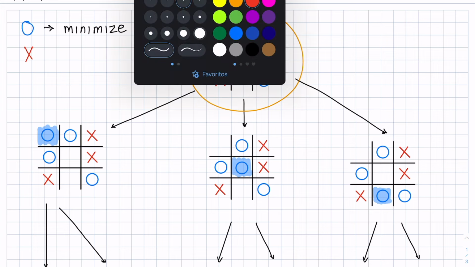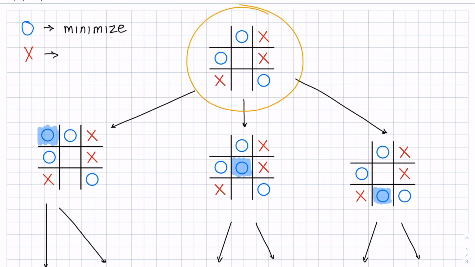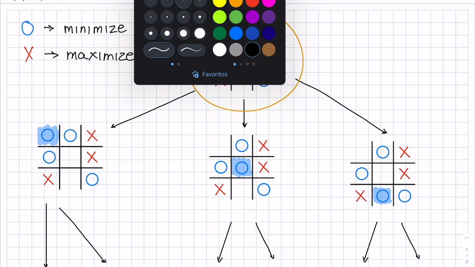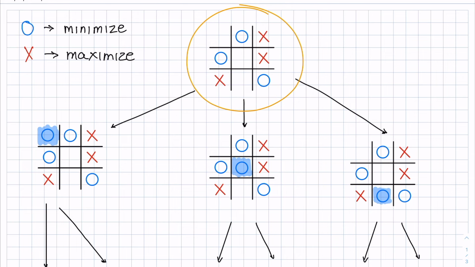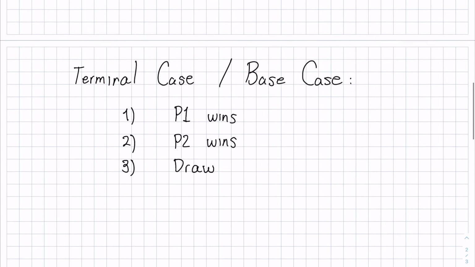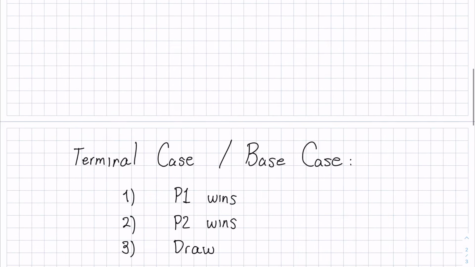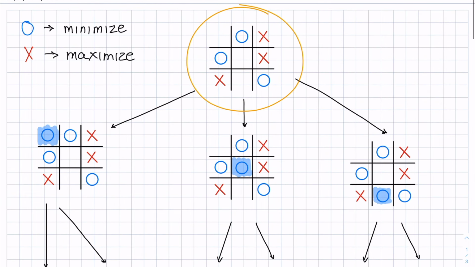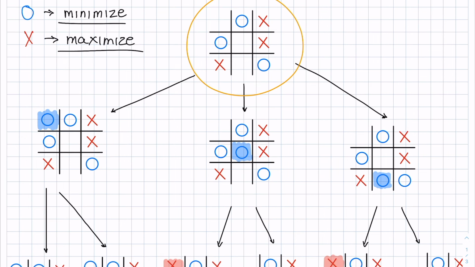And the person that's putting the X, it's going to maximize. Now this is confusing, I know, but we'll see what I mean with this. So for now, you just need to know that we have 3 terminal cases, and we also have a minimize player, or a player that wants to minimize, and a player that wants to maximize. So, okay, let's start with our algorithm.